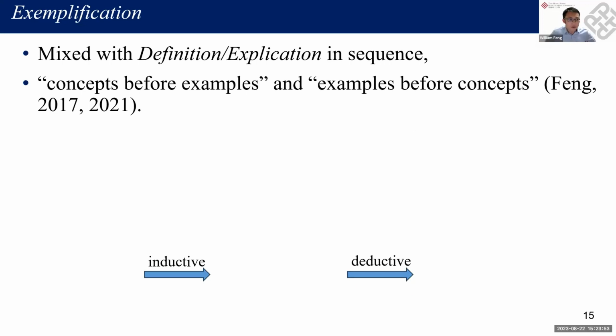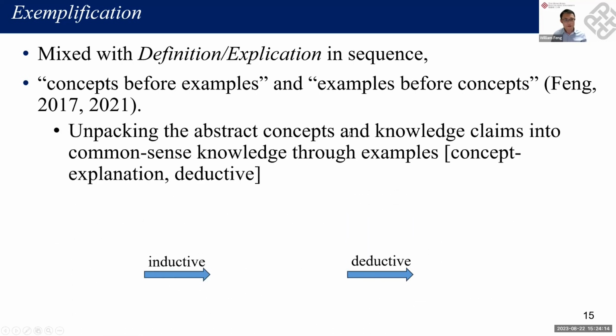So now I'll just quickly move to exemplification because it is mixed with the definition. Okay, and related back to what I just talked about, this problem-solution pattern and also concept-explanation pattern, we also say here these two patterns: concept before example and examples before concepts. First is you start with the concept. So unpacking the abstract concept and knowledge claims into common sense knowledge through examples. So you start with the concept and then you explain it and provide examples.